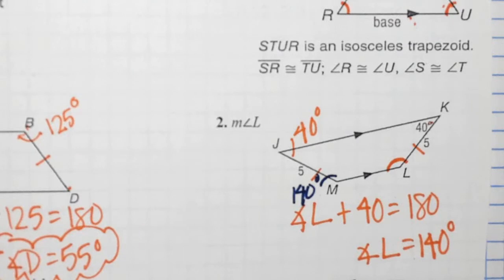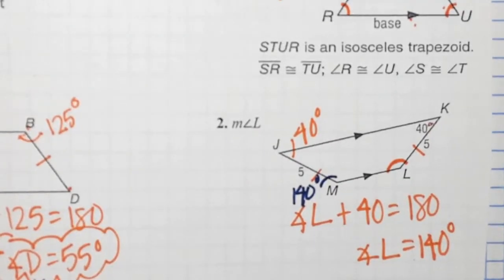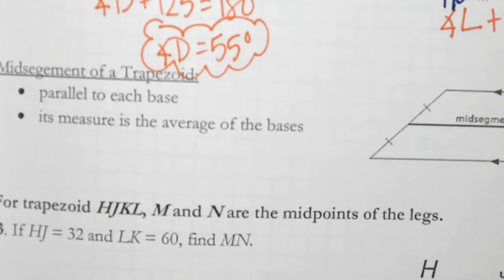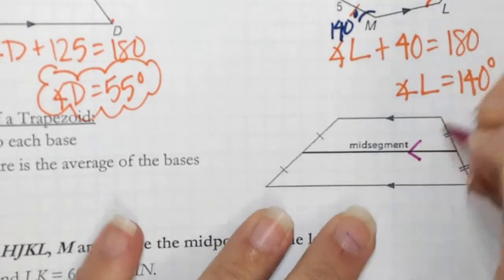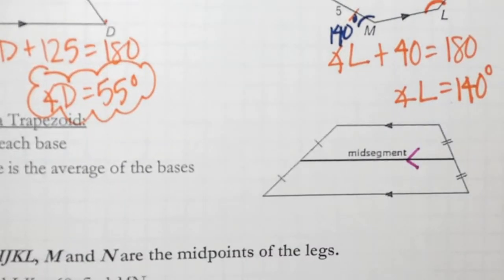Does that help? Okay. Does anybody have any other questions on 1 or 2? You need to speak now. All right. Let's look at mid-segments of a trapezoid. What do you think a mid-segment is? A line through the middle. Now, it runs parallel to each base. So what kind of symbol should we put on our mid-segment? An arrow. Should we put one arrow or two? One, because it is parallel to the top base and the bottom base.